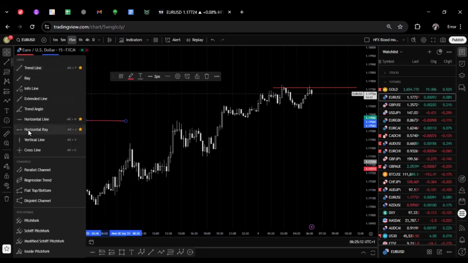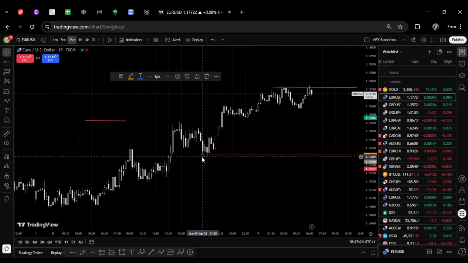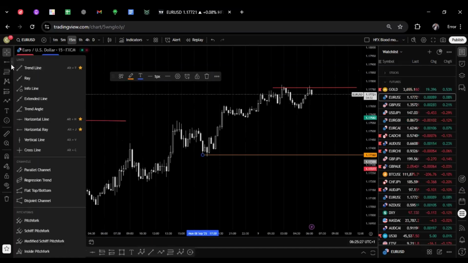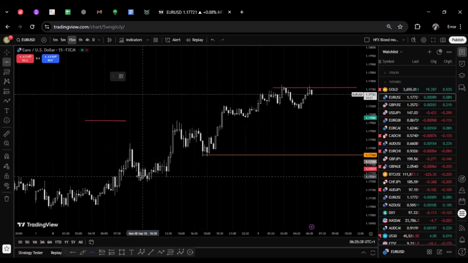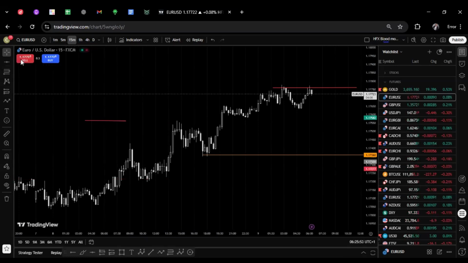We have the horizontal ray. Horizontal ray is from a particular point you want, extending to the future. So there's horizontal ray. Pick it. You can see from this particular point. Then we have the horizontal line. Horizontal line is into the past and into the future. Infinite, it runs through. If you mark this and go into the weekly time frame, you're still going to see this. If you go way back 3 years into this chart, you're going to see this line running. If you go into the future, next 10 years, you're going to see this line running.